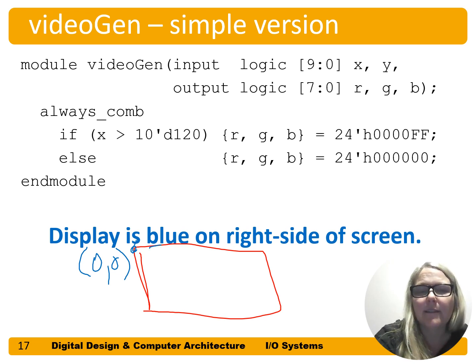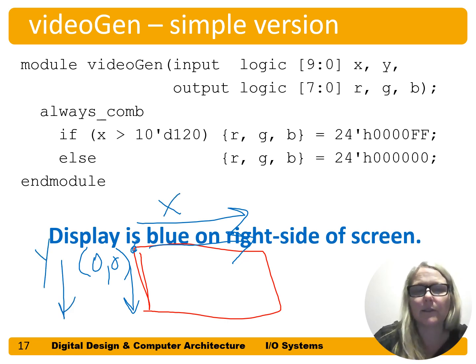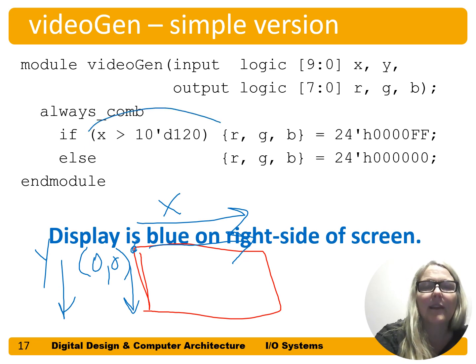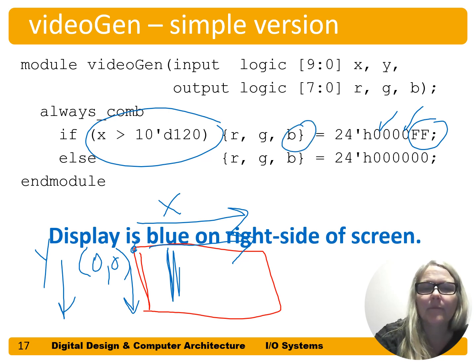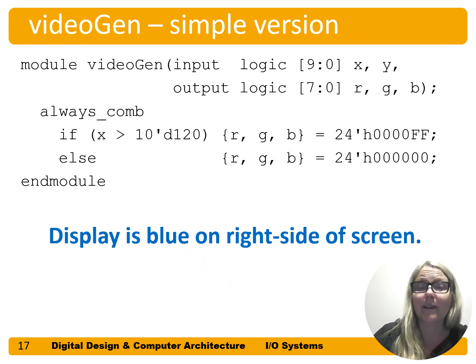X increases to the right, and Y increases down. So this is X, and Y is increasing downwards. Okay, so this is saying if X is greater than 120, somewhere here, make this blue. So red will be 0, green will be 0, but blue will be its max value. So if X is greater than some value there, it's going to make all those pixels blue. Otherwise, it's going to make those pixels black. So this will display blue on the right side of the screen. Very simple VideoGen module.